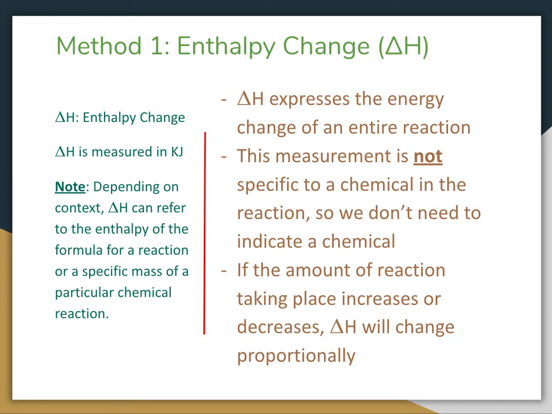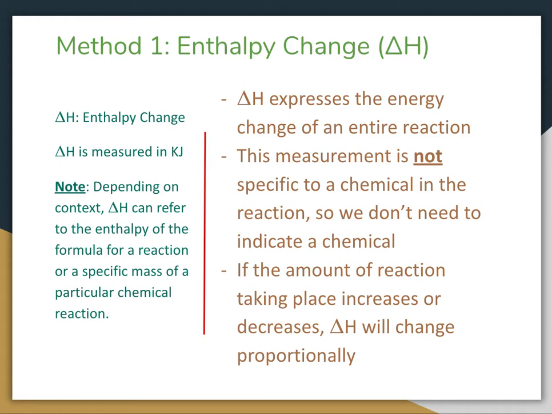Our first empirical method is to describe delta H. Delta H represents the overall enthalpy change of an entire reaction. It's of the entire reaction, so it's not actually specific to any given chemical within the reaction. The amount of delta H will also change as you change the amount of the different chemicals involved.